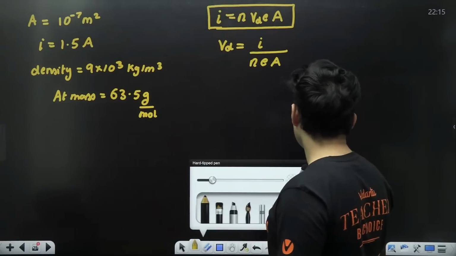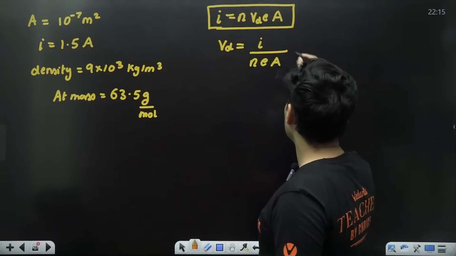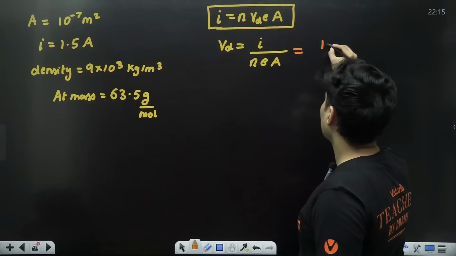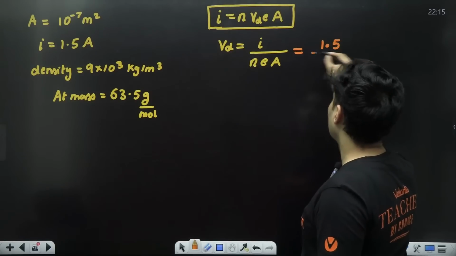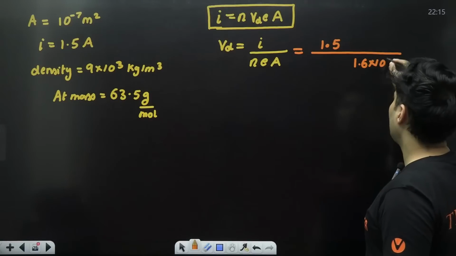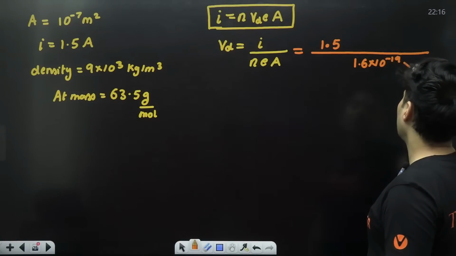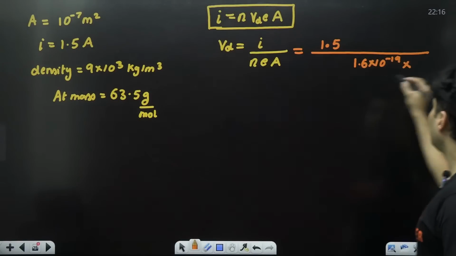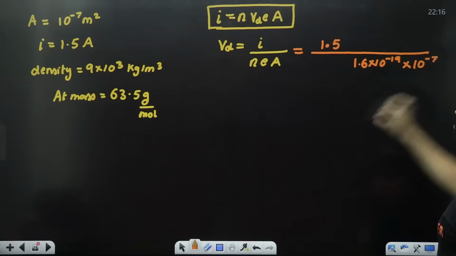Now you will be like, sir, what is the value of the current? The value of the current is nothing but 1.5 ampere. What is the value of e? It is 1.6 into 10 to the power minus 19. What is the value of A, sir? Area is basically 10 to the power minus 7.